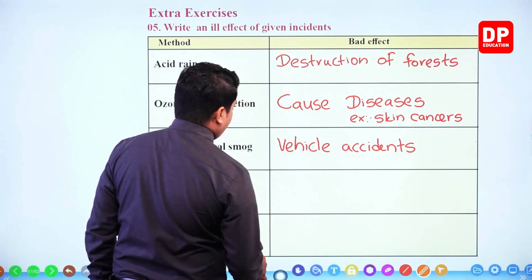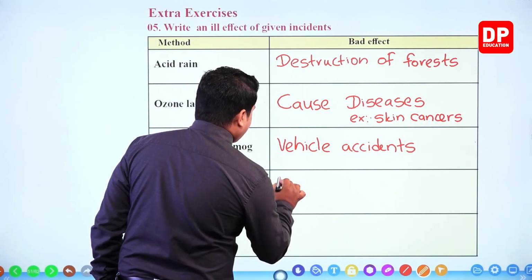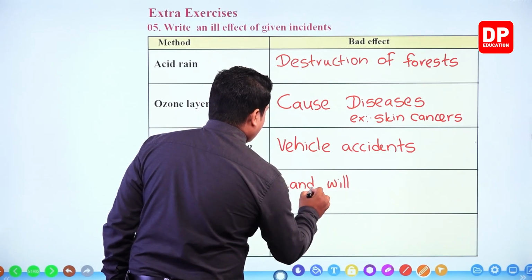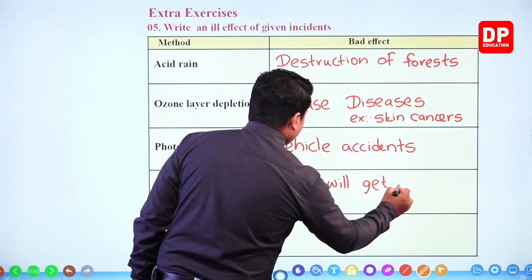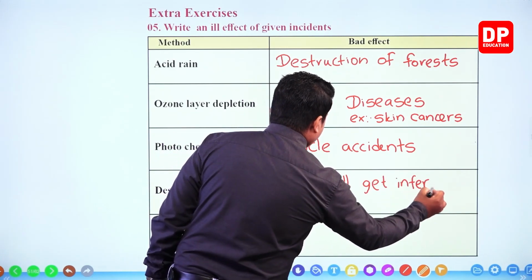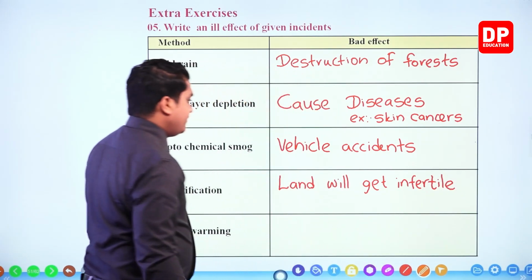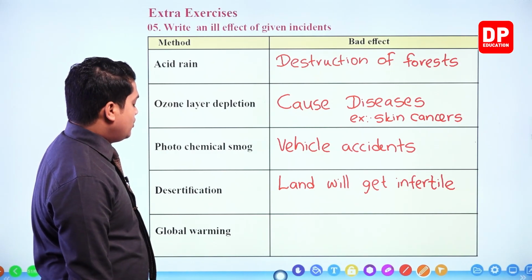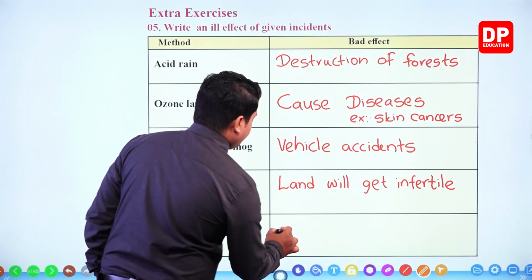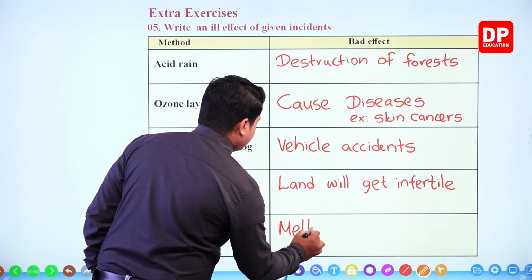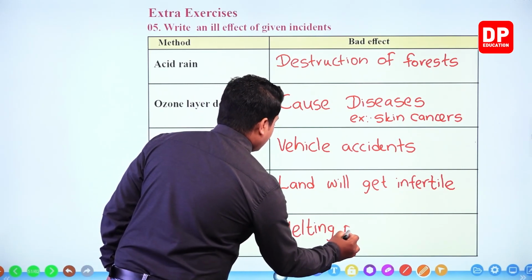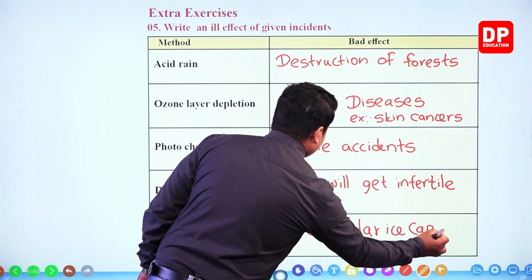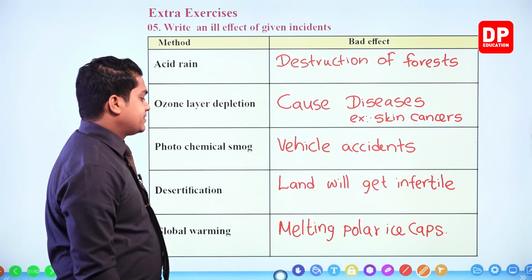So in desertification, land will get infertile. Land will get infertile. Next one, global warming. Once again, very simple. Melting polar ice caps. Right, melting polar ice caps.